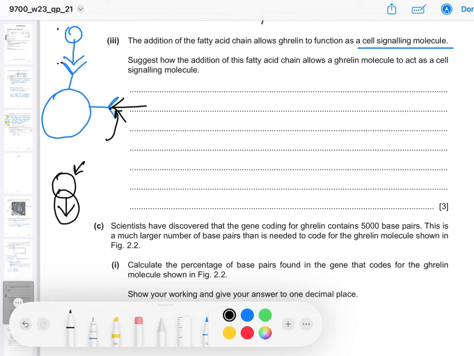So a cell signaling molecule can only bind to the target cell when it has a complementary shape to its specific receptor. The fatty acid over here will modify ghrelin's three-dimensional structure by giving it a shape that's complementary to its receptor. This will allow ghrelin to bind to the receptor.